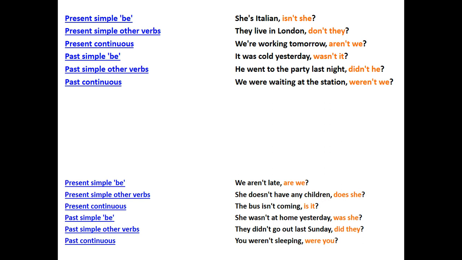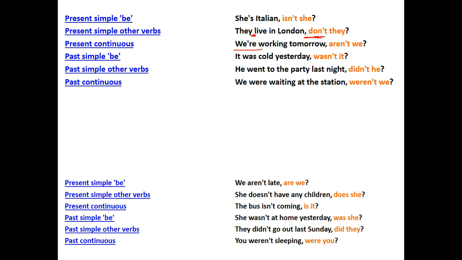So look at here, we don't have verb to be, we don't have verb to have. That's why we are going to use don't or doesn't. If the subject is they, we, you, I, you have to use don't or do. But if it is he, she, it, we are going to use doesn't or does. Okay, and present continuous, we are working tomorrow, aren't we?